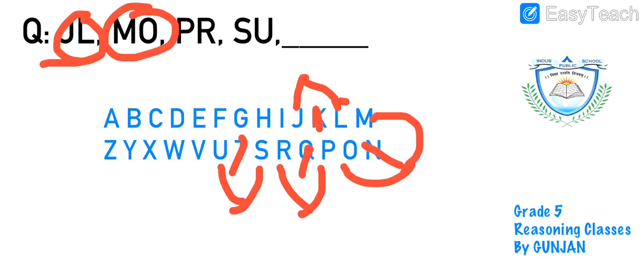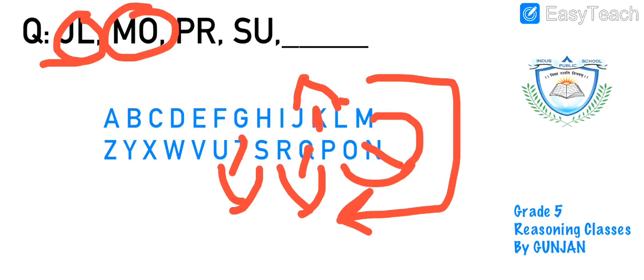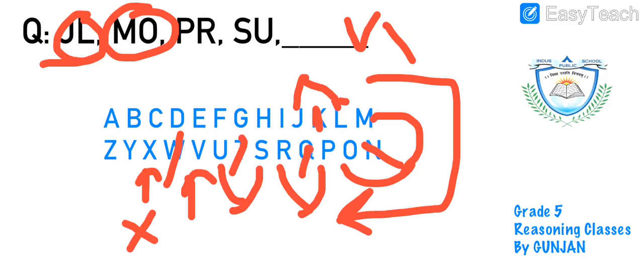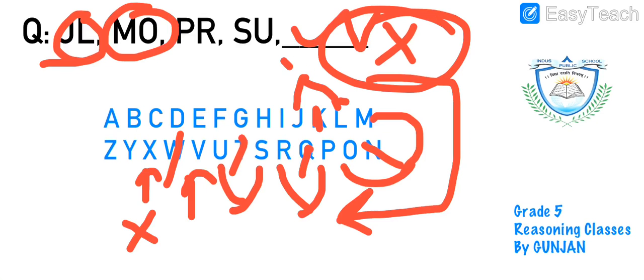As this is written in the same order, what will be the answer? It will be V, skipping W, it will be X. So the answer which we get is VX.